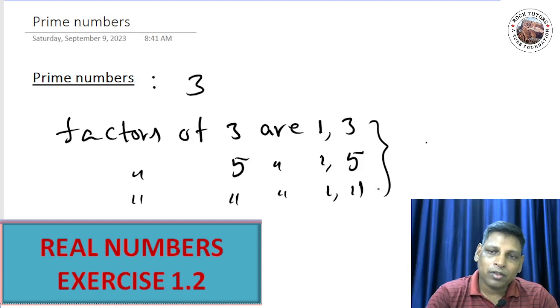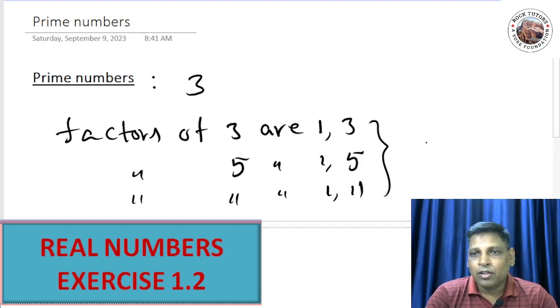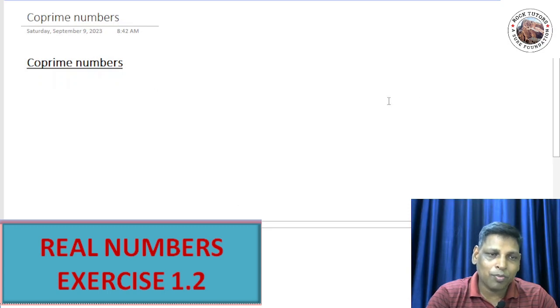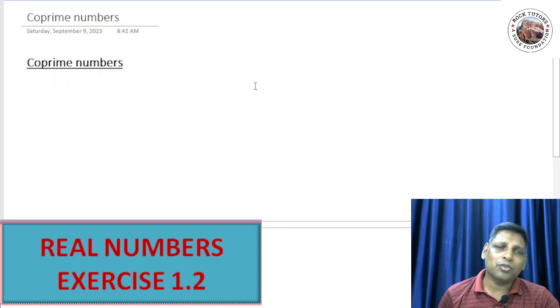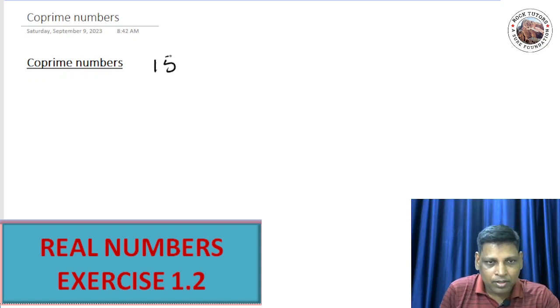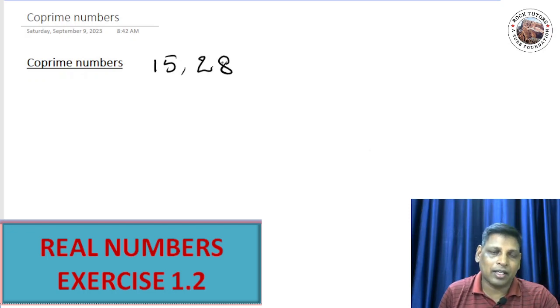One more point, what are co-primes? What is meant by co-prime? Co-prime numbers are those numbers where, if I take two numbers, their HCF is only 1. Then the numbers are called co-primes. Example, 15 and 28. I am taking this as an example.